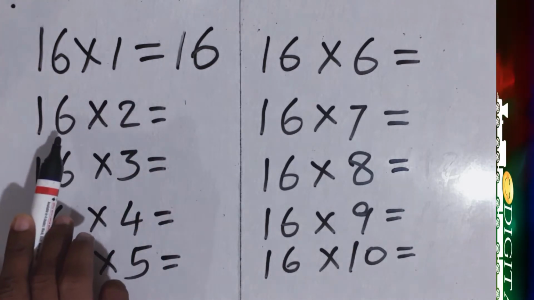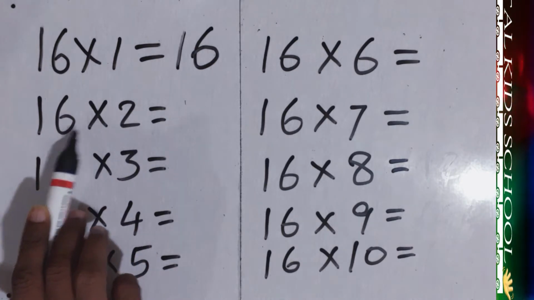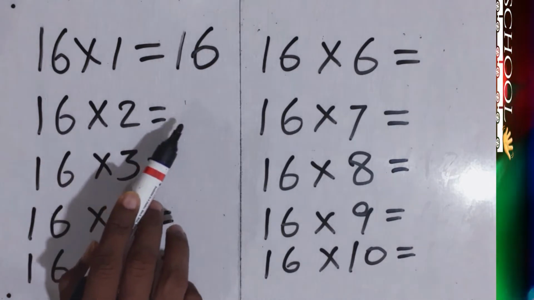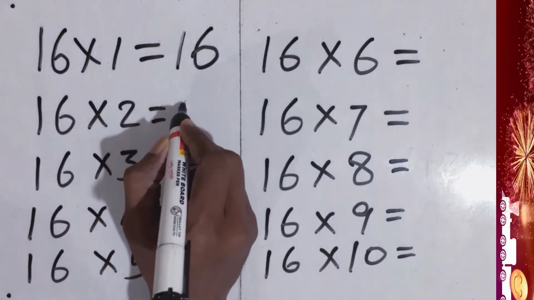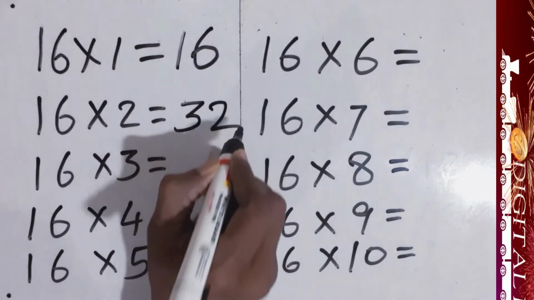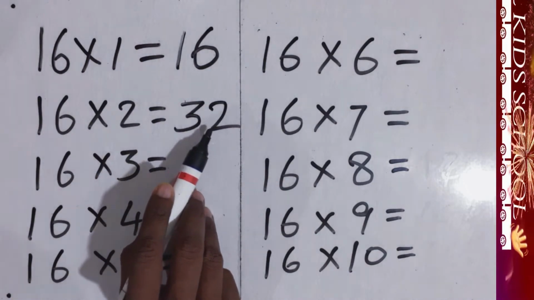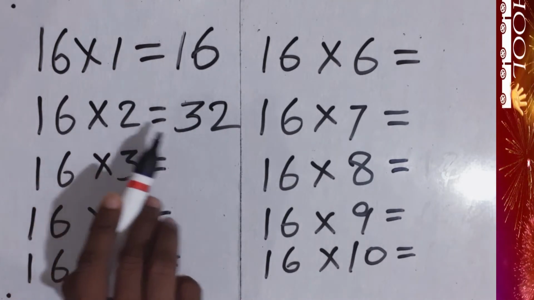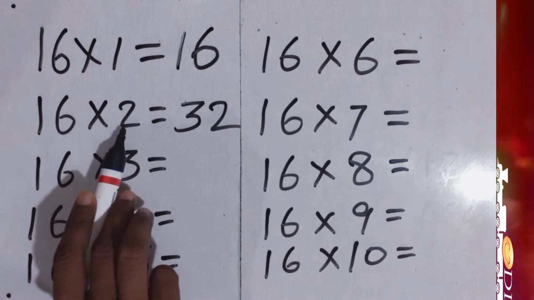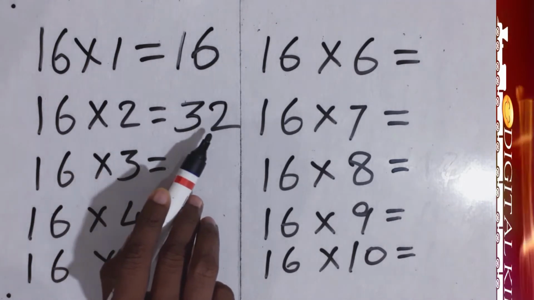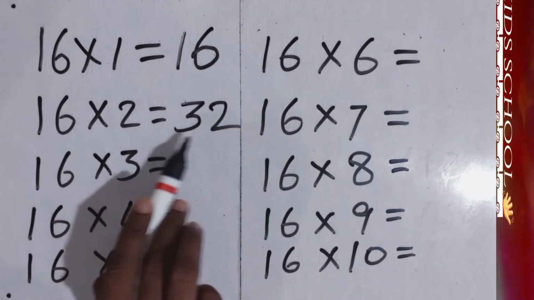Now tell me the answer. What is 16 into 2? 16 into 2 is equal to, write the answer, 32. 16 2 ja 32. 16 multiplied by 2 is equal to 32. 2 times 16 is 32.